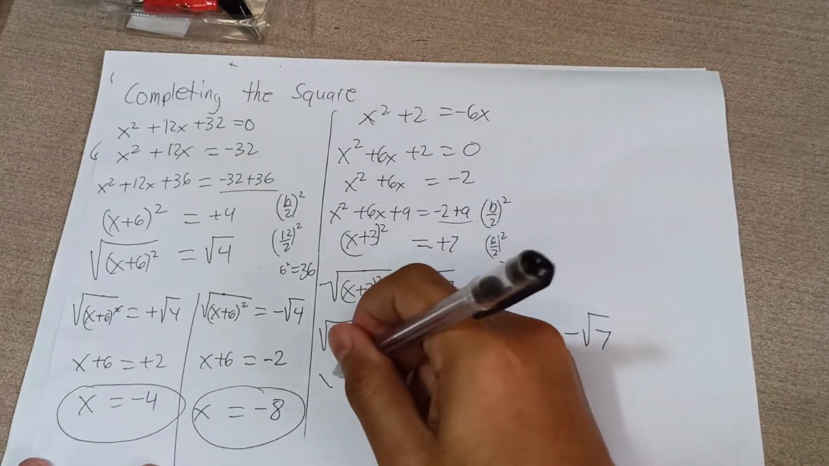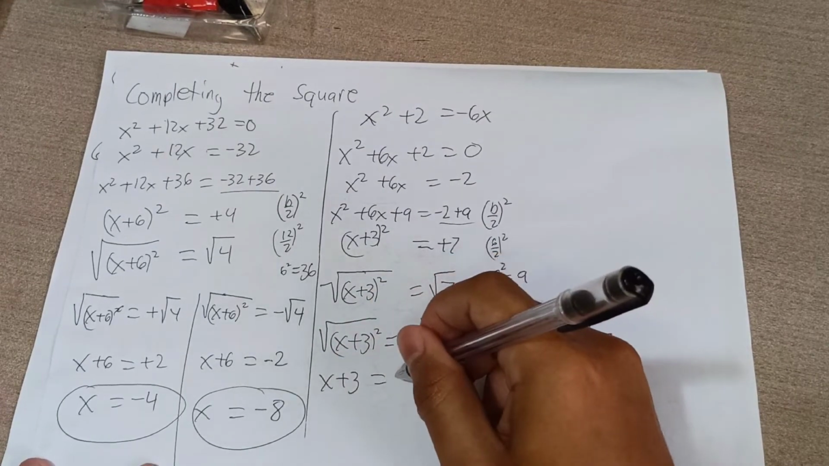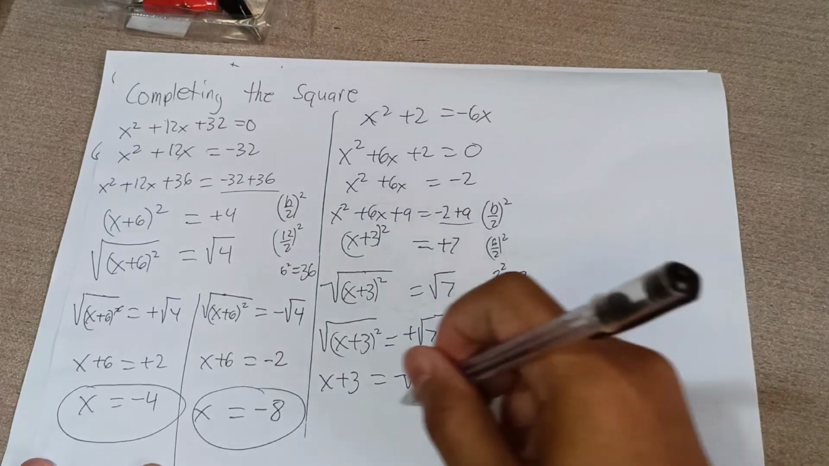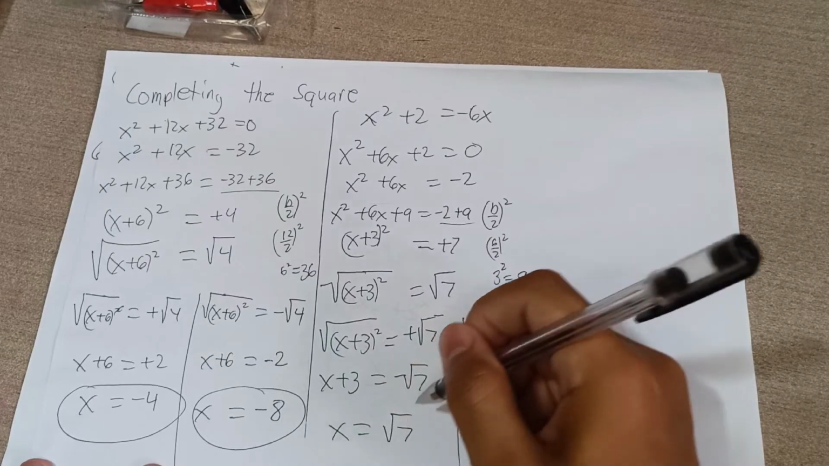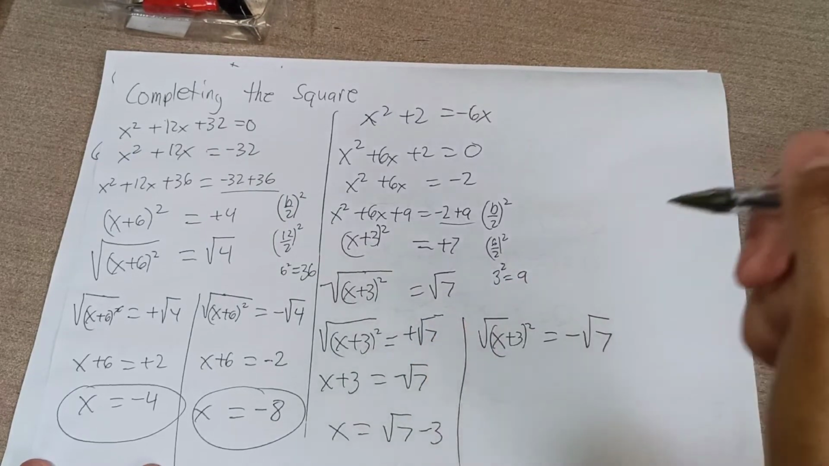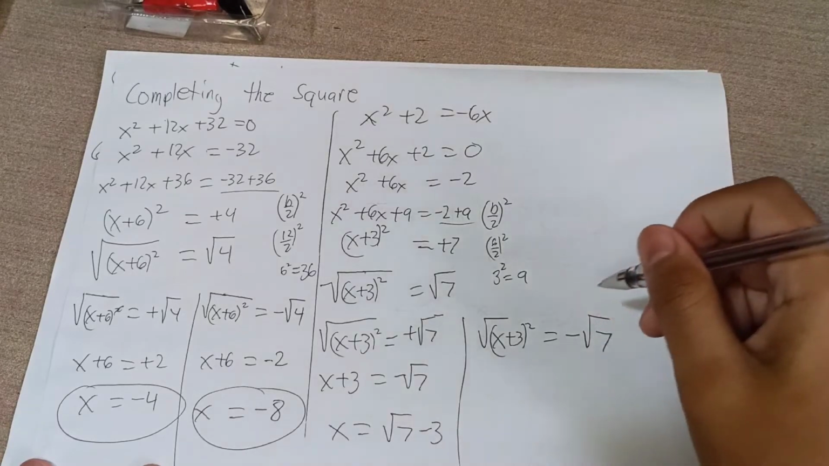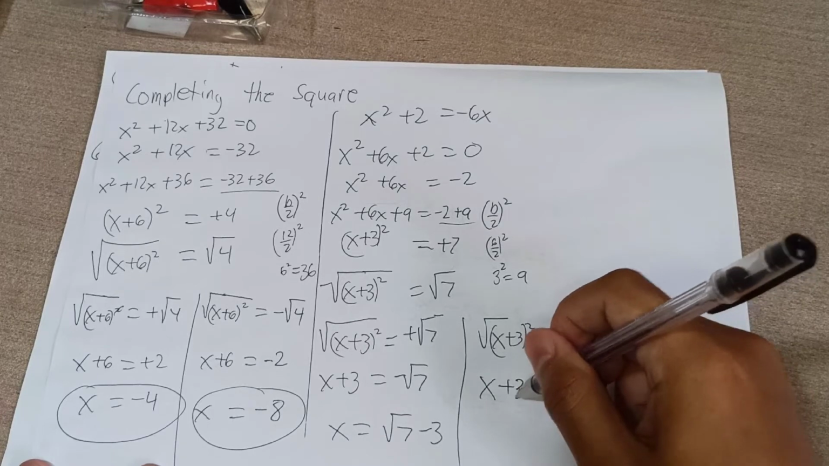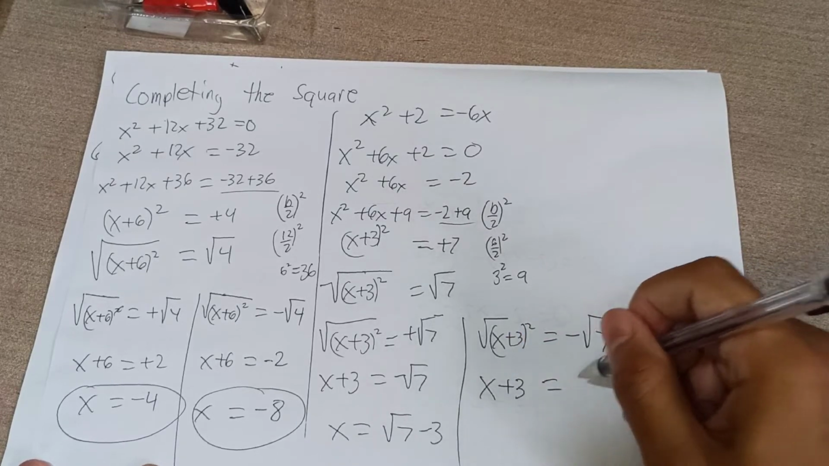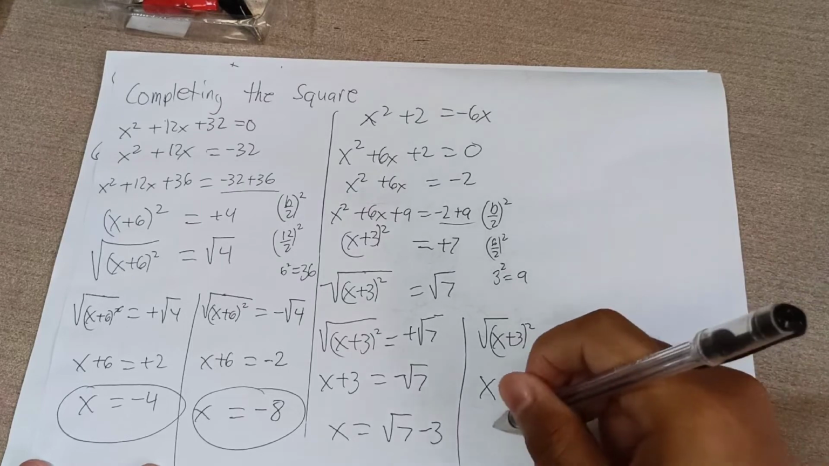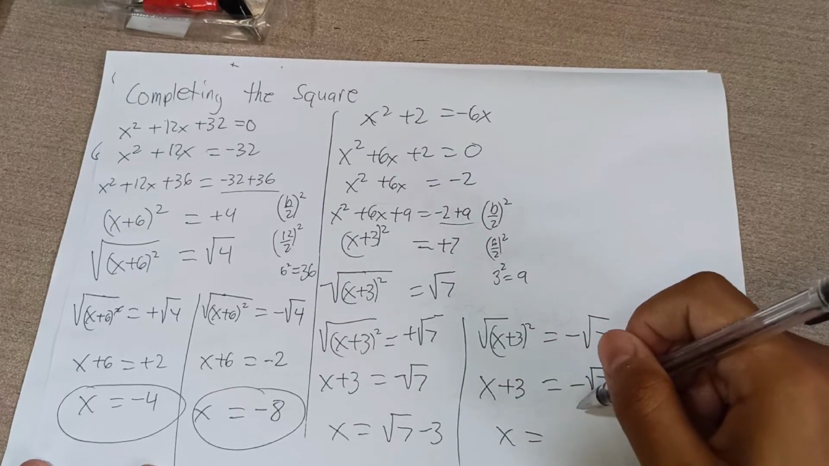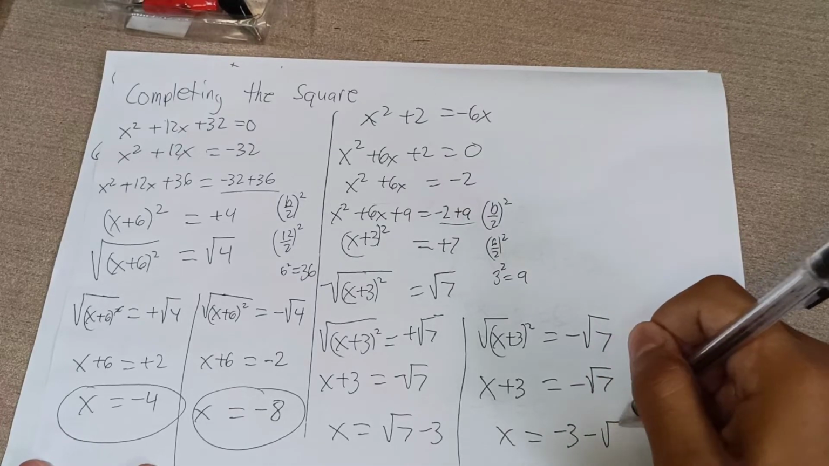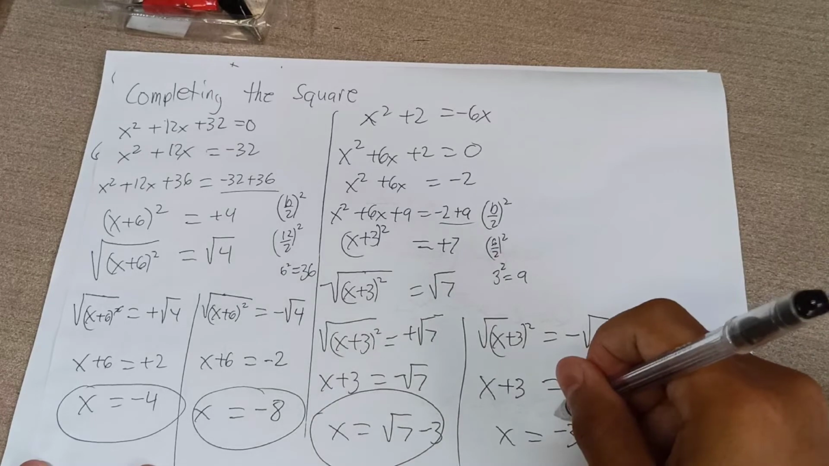Now we will simplify it. x plus 3 is equal to positive square root of 7, and x is equal to square root of 7 minus 3. Then if we simplify this second part, x plus 3 is equal to negative square root of 7, x is equal to negative 3 minus square root of 7, and that's our answer.